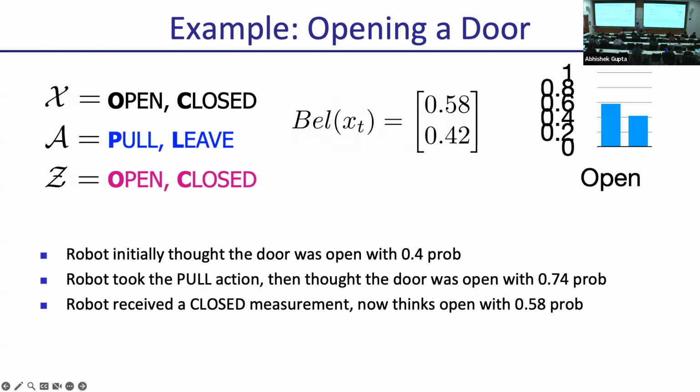Let's think about this. How do we go about this? We thought the door was open with 40% likelihood. We took an action. The door is now open with 75% likelihood. We got a closed measurement, and so it brought it down to 58% likelihood. And this will keep repeating, right?